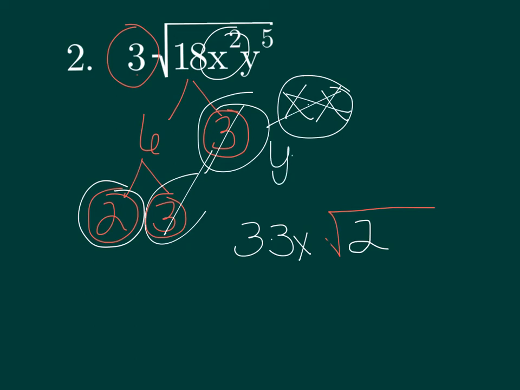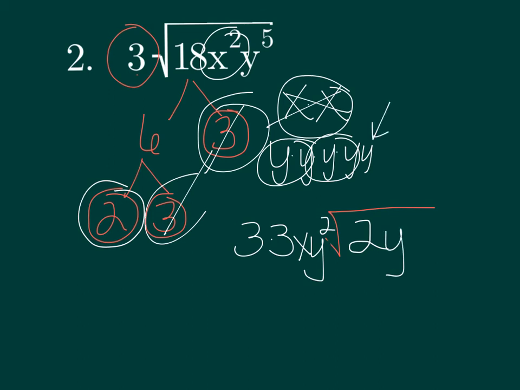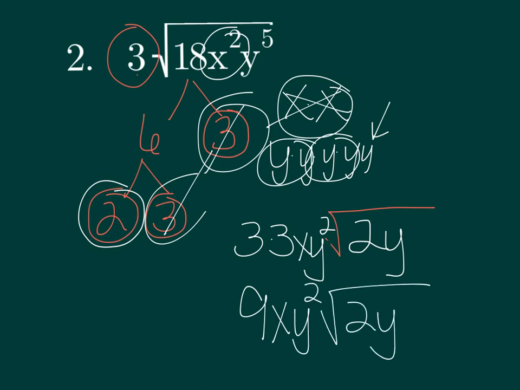Now I have 5 y's. I'm going to pair them up. There's a pair and there's a pair. So there's 2 pairs, which gives me y to the second, and then there's this 1 y left over, so it stays. One way you can look at it is if there's an odd exponent here, you're going to have 1 left over. If you have an even exponent, you're not going to have any left over. They're going to be pulled out. So now the answer: 3 times 3 is 9, x y squared, and then what's left inside is 2y. The 2 and the y are the ones I could not pair up.